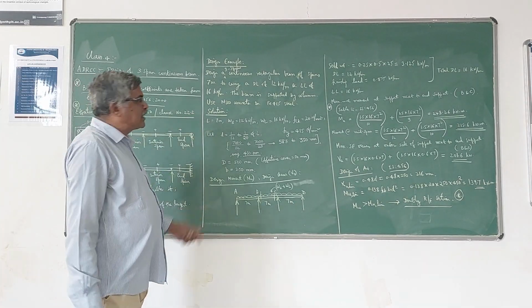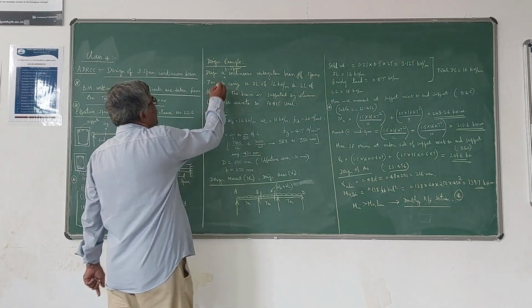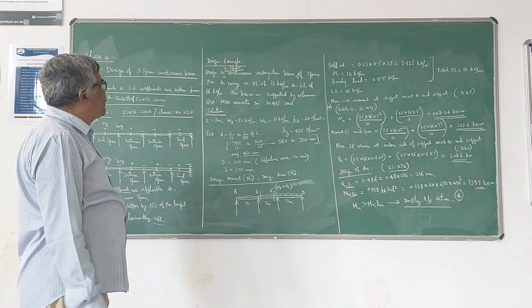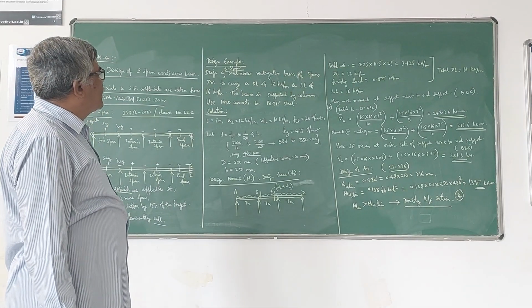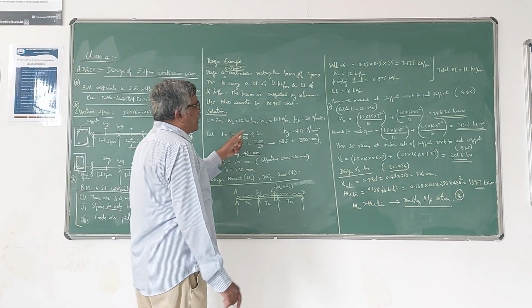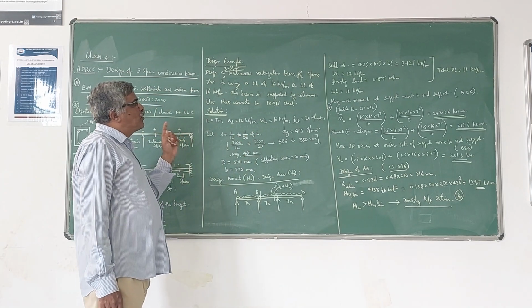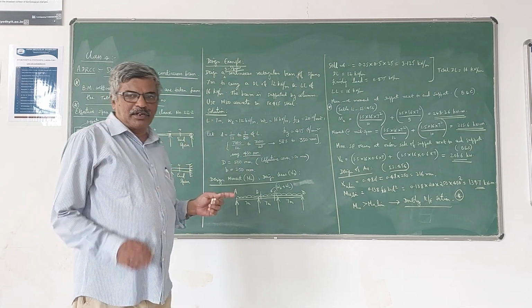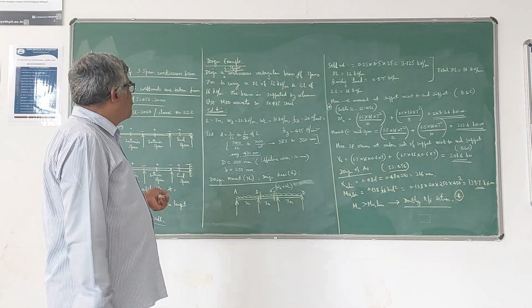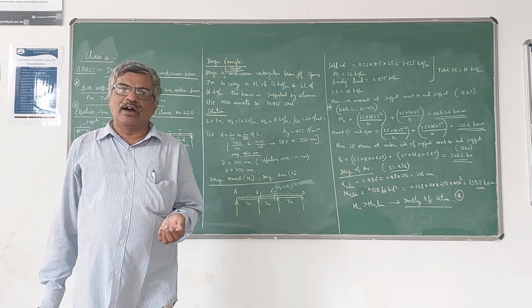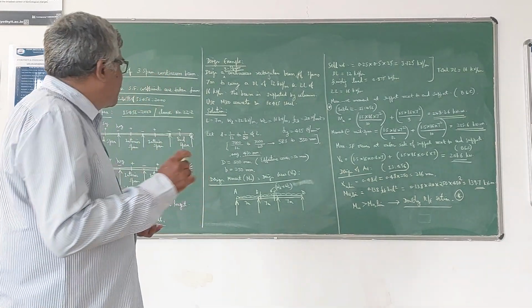Now the question runs like this: design a 3-span continuous rectangular beam of span 7 meters each to carry a dead load of 12 kN per meter and live load of 16 kN per meter. The beam is supported by columns. That means it is simply supported. That is the meaning. Use M20 concrete and Fe415 steel. So they will give the concrete grade and steel grade, the material grades.